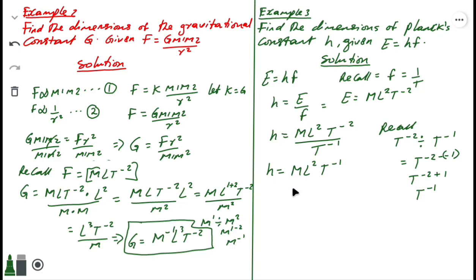And from this, we can also determine the unit of the Planck constant to be kilogram meter squared per second. So this is the dimension of the Planck constant given to us.